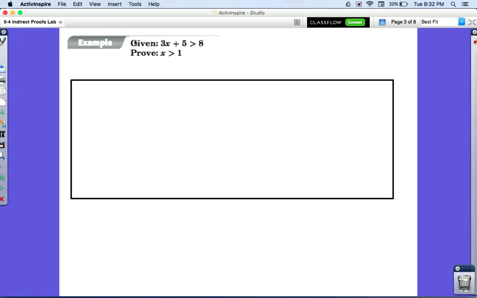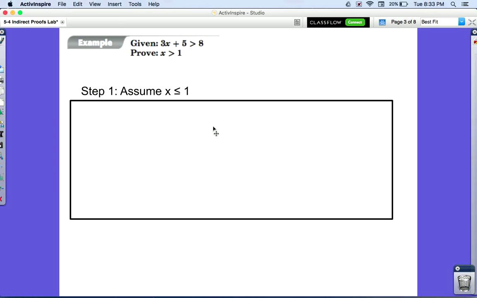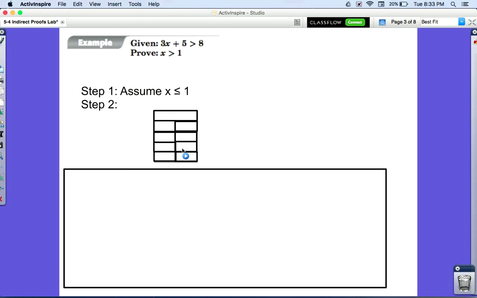So our first one, we are given that 3x plus 5 is greater than 8, and we're asked to prove that x is greater than 1. Our first step is to assume that x is less than or equal to 1, because that is the direct opposite of our prove statement. Then we are going to make a table with x and y, and pick some numbers that will cause this to be false and one to cause it to be true. I picked numbers like -1, 0, 1, and 2 because -1, 0, and 1 should all come out to be contradictions and 2 should be true.